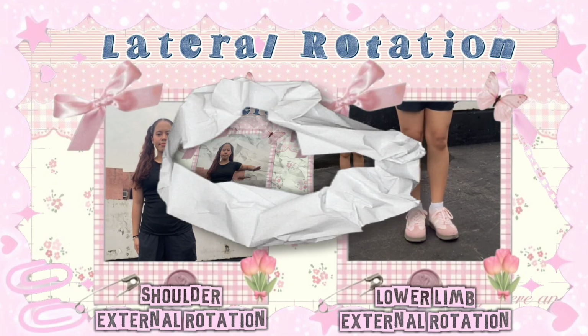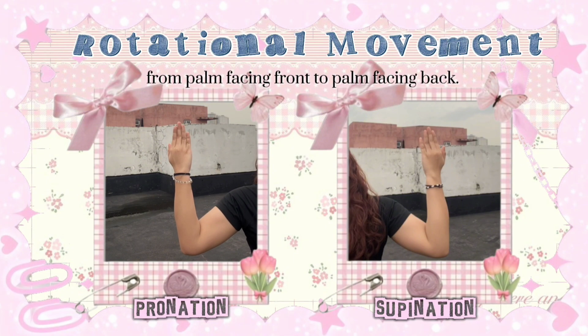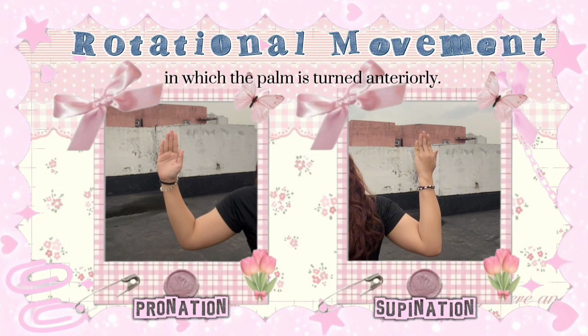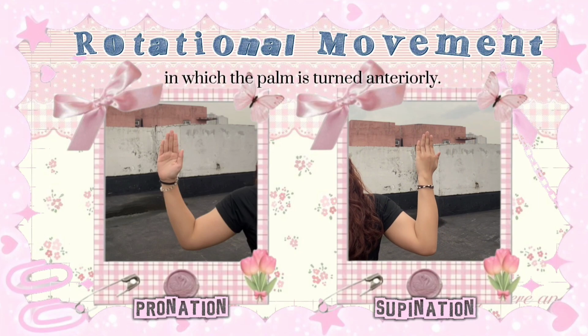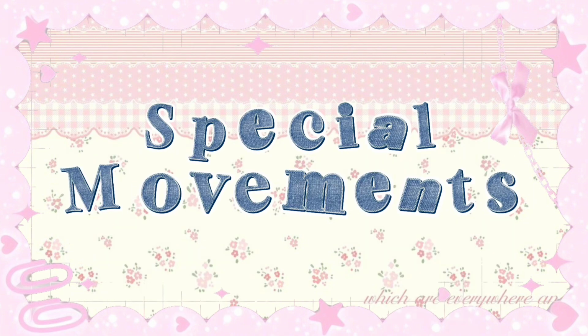The reverse movement is called lateral rotation, external rotation, or outward rotation, just like shoulder external rotation and lower limb external rotation. Pronation turns the wrist and hand from palm facing front to palm facing back, while supination is the opposing movement in which the palm is turned anteriorly. The forearm is supinated in the anatomical position. Now let's move to special movements.